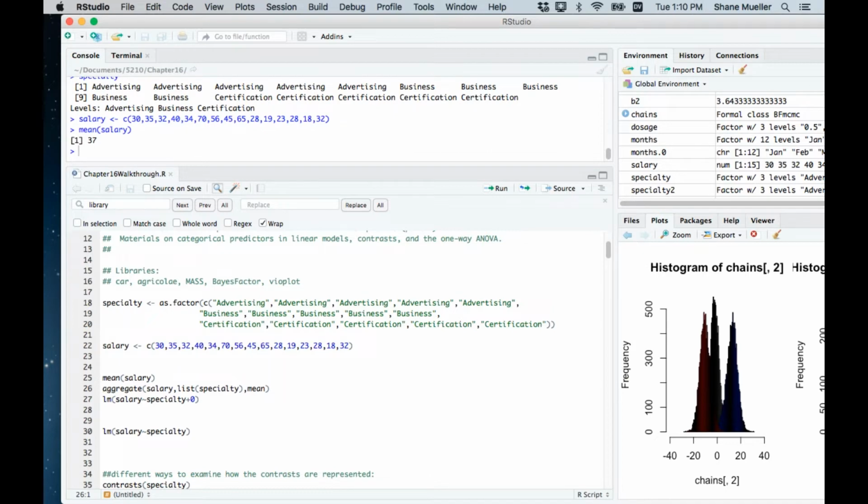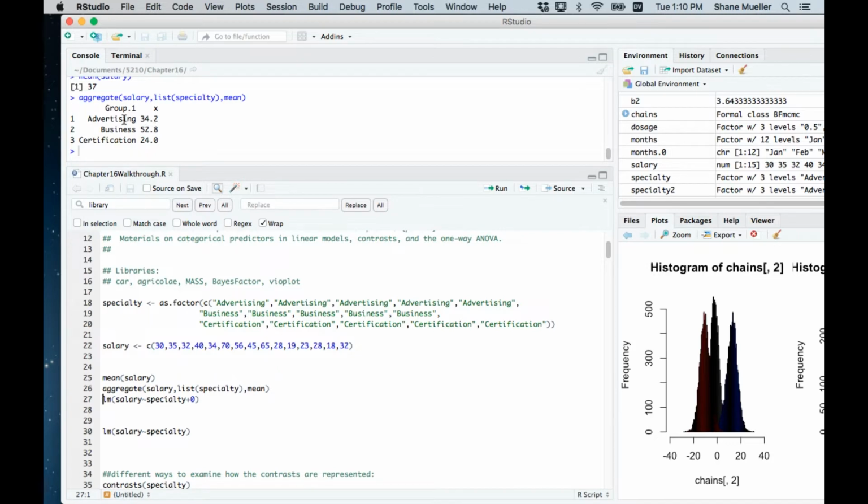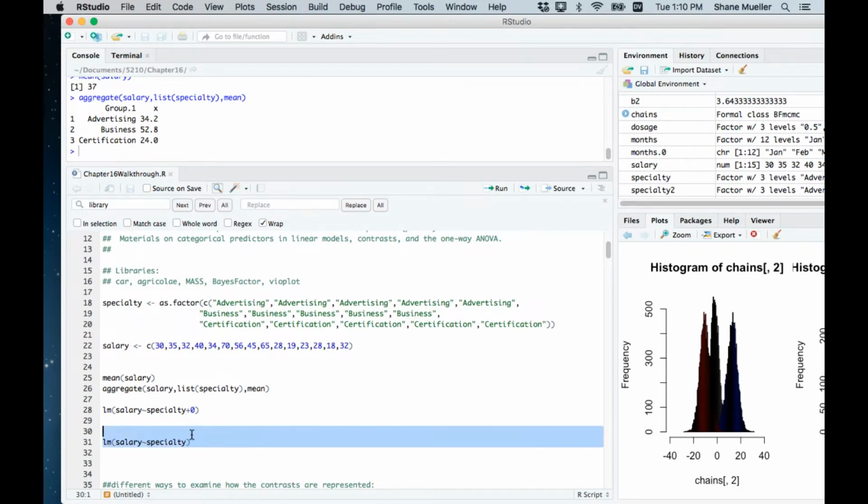We can look at this and see that the mean is 37, maybe $37,000 a year as a mean starting salary. But we could aggregate across different specialties and see that there are differences. Advertising is in the middle, business is highest, and certification is lowest. And so we know how to do this aggregate, but previously we could say, well, can we predict salary based on specialty? So the model might look something like this, just salary tilde specialty.